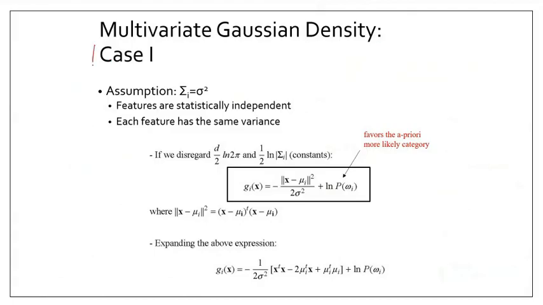Now case 1. In case 1, what I am assuming is that for all the classes the covariance matrix is the same, and that means the features are statistically independent of each other and each feature has the same variance. So what it means is, you will see the covariance matrix looks like this. This is sigma 1 square, this will be sigma 12, this will be sigma 13, and this will be sigma 1d.